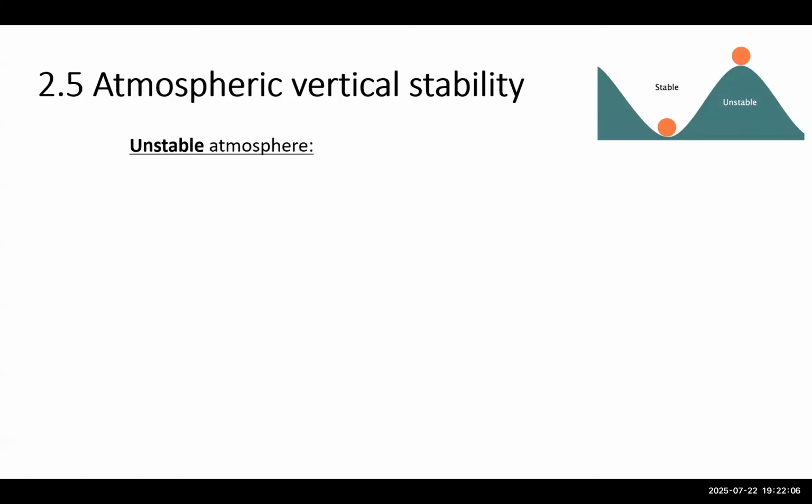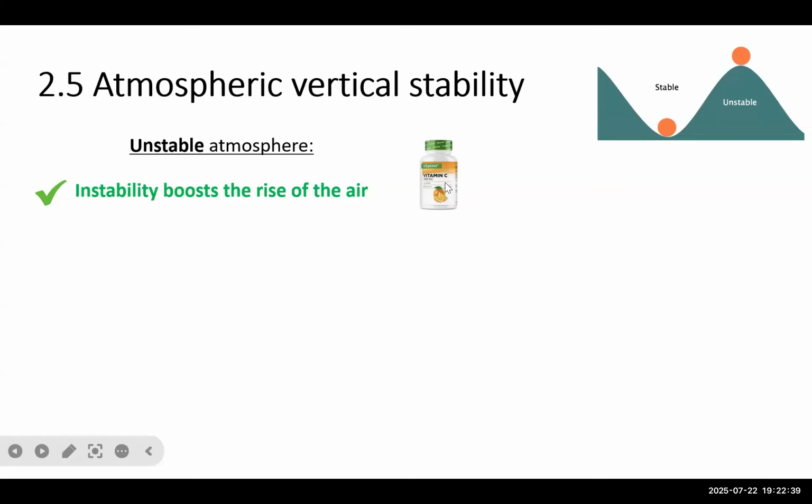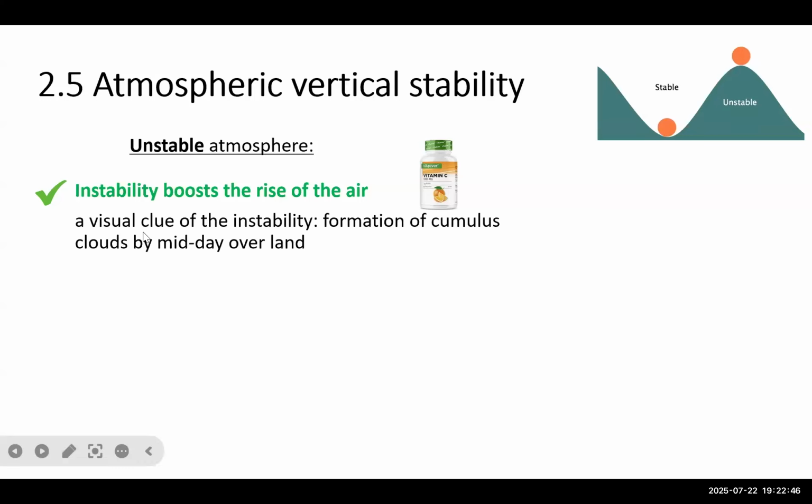This concept of stability can be applied to the atmosphere. So when we talk about an unstable atmosphere, we are talking about vertical motion. It means that if an air parcel rises a little, it's unstable, so it will keep going up even faster. So the instability boosts the rise of the air and therefore helps the sea breeze. A way to remember it is instability is like vitamin C or like a steroid, and it just helps the rise of the air.